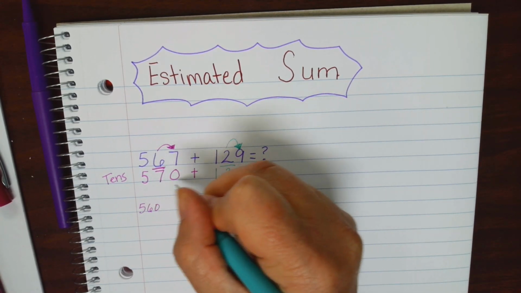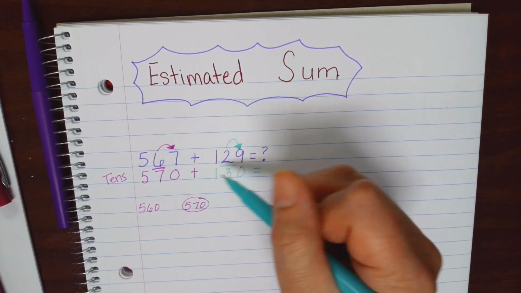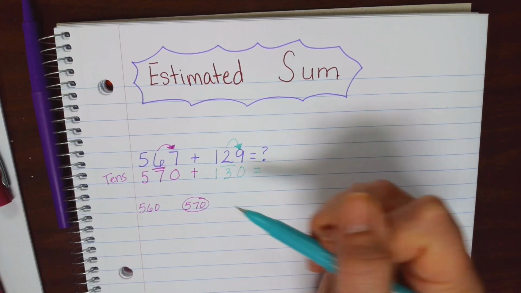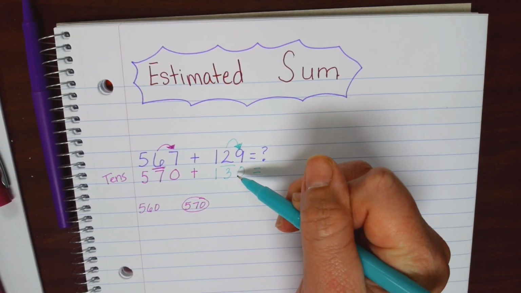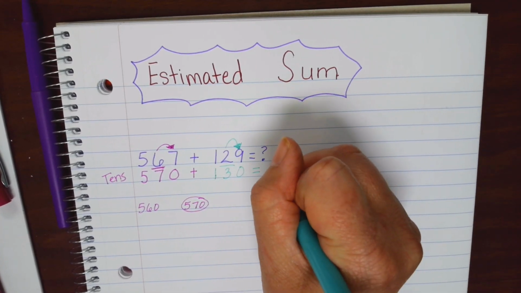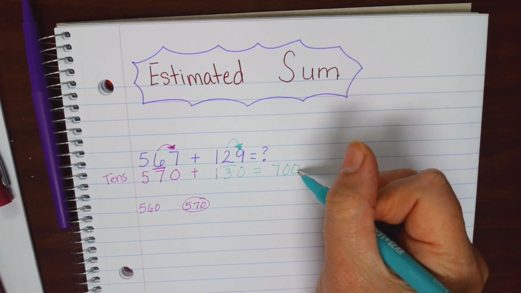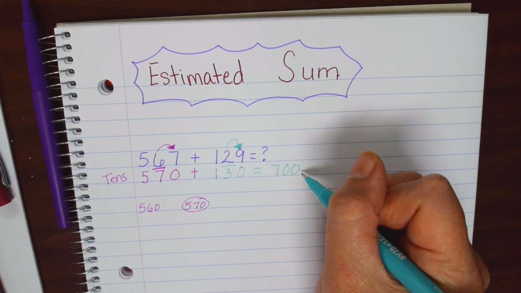Then when I add my two digits together, I can already see I've got a 10. 70 plus 30 is another 100. So 70 plus 30 is 100. Then I've got 200 plus 500 is 700. So my answer, my estimated sum to make it reasonable for tens, is 700.